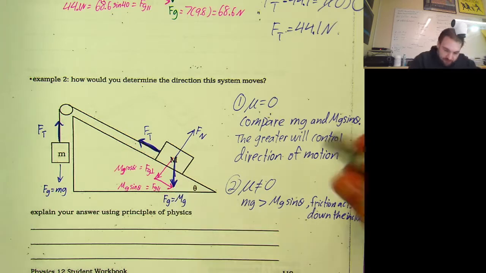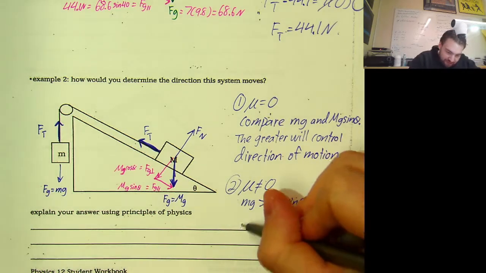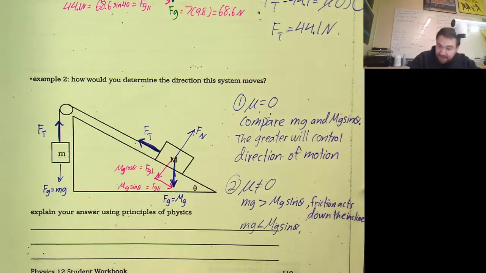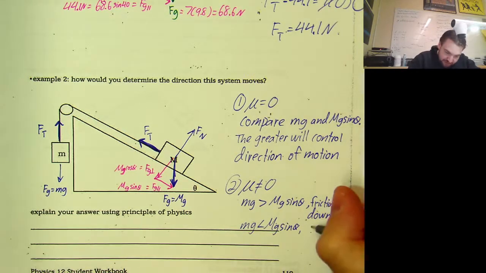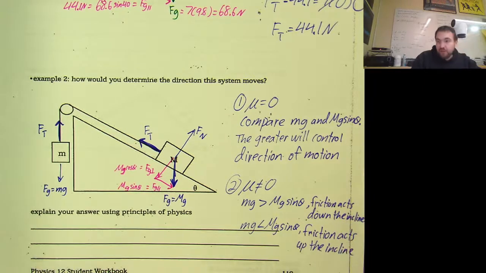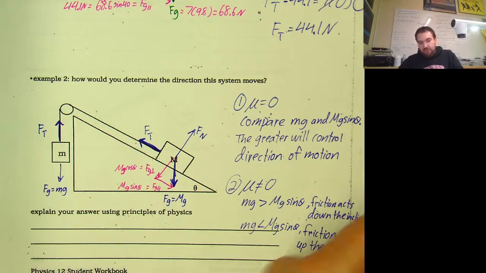Okay? Conversely, we could have mg is less than big mg sine theta. If that's the case, friction will act up the incline. We'd have to then add friction and see if this thing actually moves. Okay? So now we are actually going to go do exactly that problem. So flip the page.